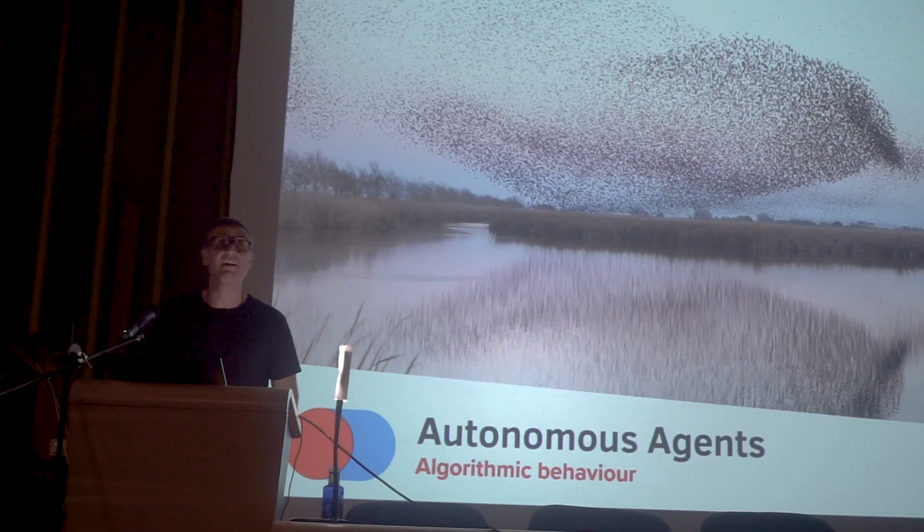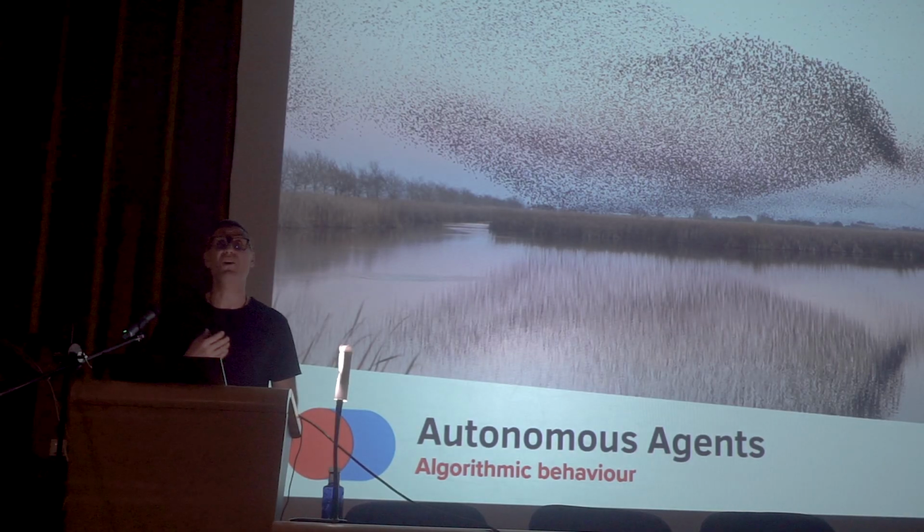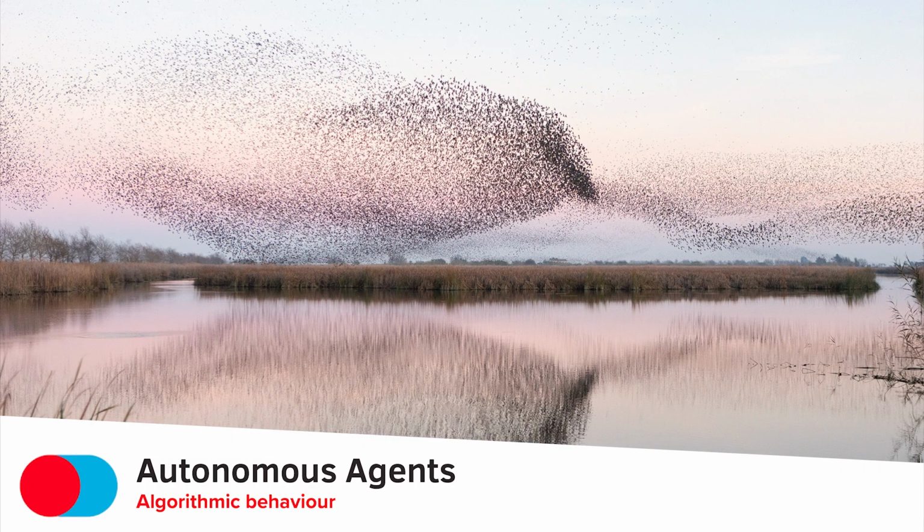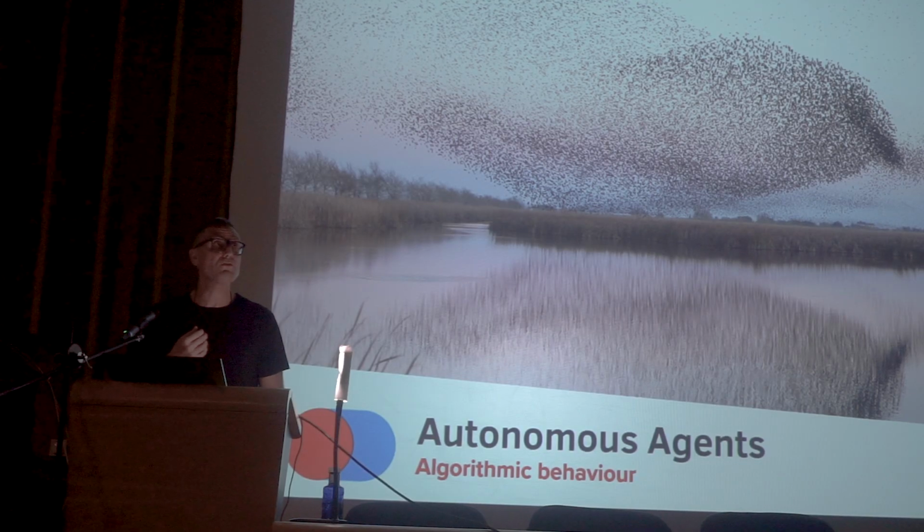I needed an algorithm to generate this. I researched many different options. At the end, I chose autonomous agents. Autonomous agents are a simulation model that is very useful to simulate the behavior of swarms, flocks of birds, and animals in a collective.